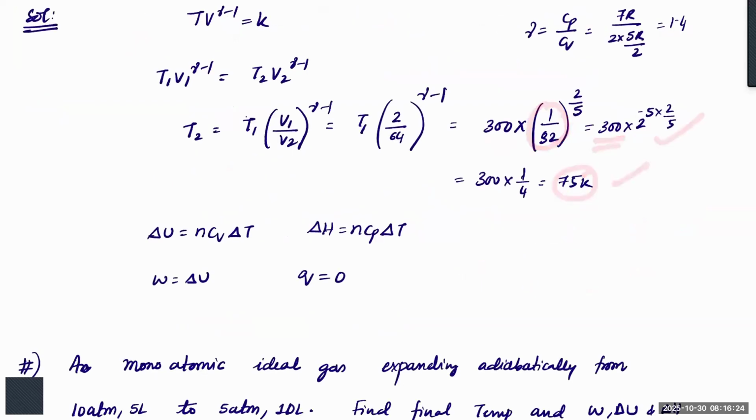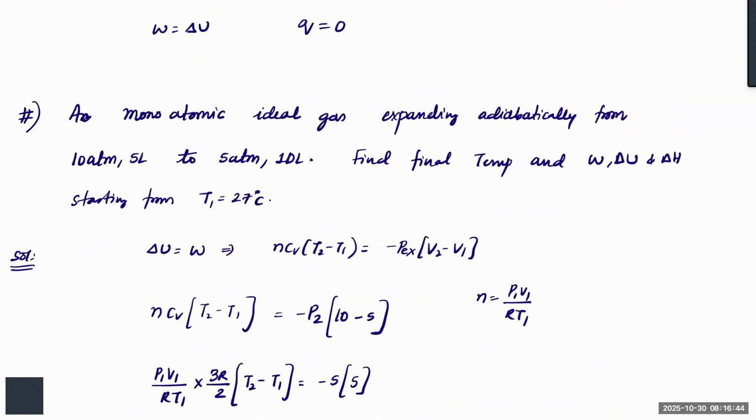Now I know the final temperature and the initial temperature. I can calculate delta U, which is equal to nCv delta T. And since it is an adiabatic process, Q is 0, so W is equal to delta U. Typically, this is how you find out the work done in the reversible case.